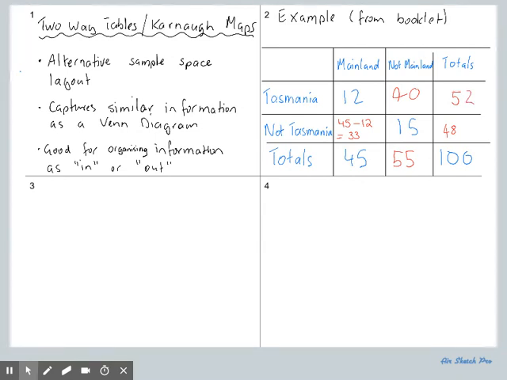Thank you very much. So the 40 would be because we had 15 and we knew the total was 55. So if we have 15 here and 55 here, there must be 40 left over that did not go to the mainland. And now that we've got the 40, we can say 40 plus 12 is 52. We okay, boys? Okay. So there you go. The full table is now worked out.